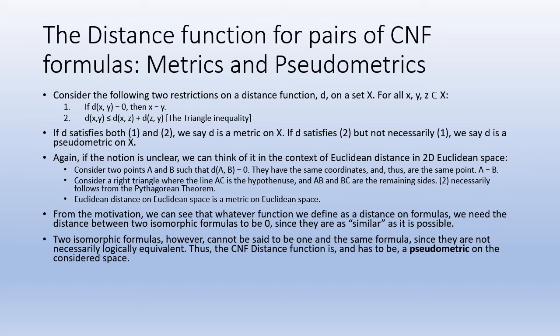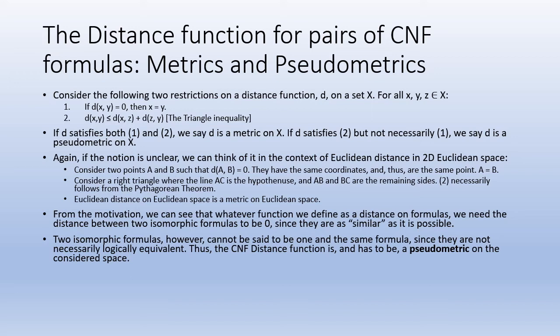If this is somewhat unclear, we can think of it in the context again of Euclidean distance in 2D Euclidean space. Consider 2 points A and B such that the distance between them is 0. They have thus the same coordinate and are at the same point. A equals B. Consider now a right triangle where the line AC is the hypotenuse and AB and BC are the remaining sides. The restriction 2 necessarily follows from the Pythagorean theorem. Euclidean distance on Euclidean space, then, is a metric on Euclidean space. We can see that whatever function we define as a distance on formulas, we need the distance between two isomorphic formulas to be 0, since they are as similar as it is possible.